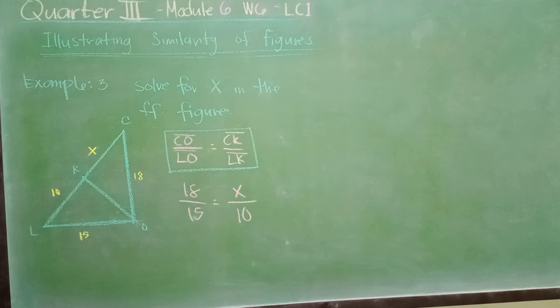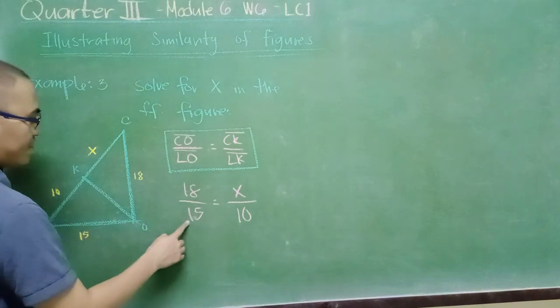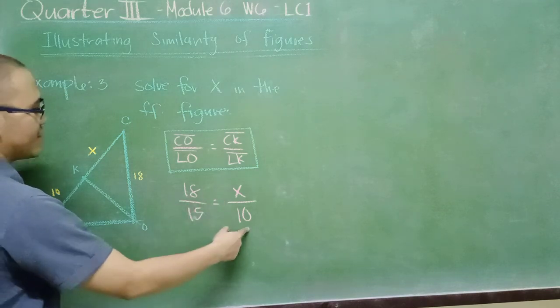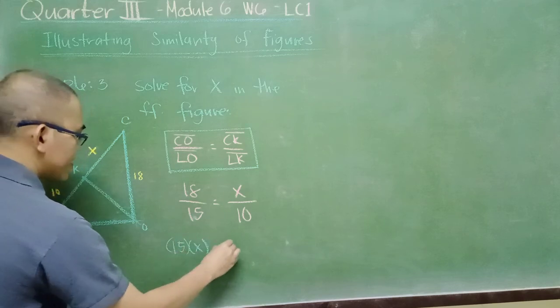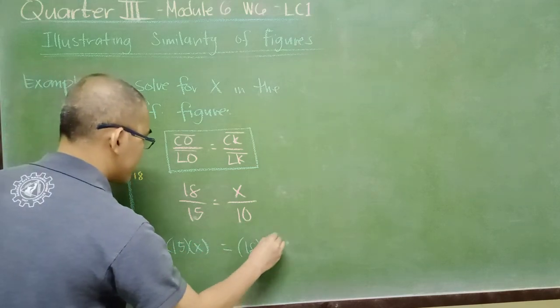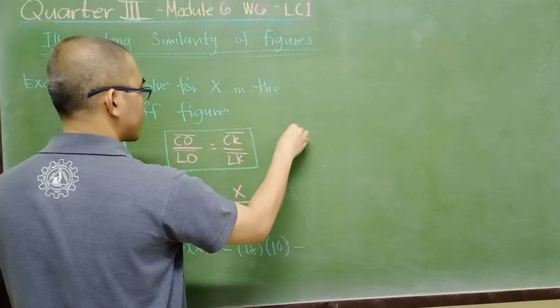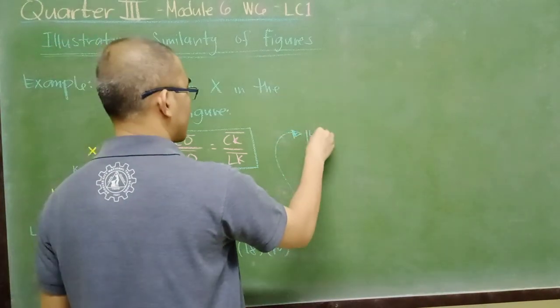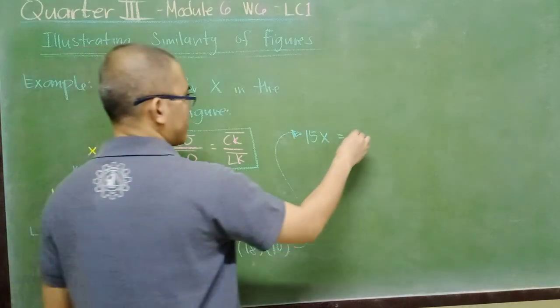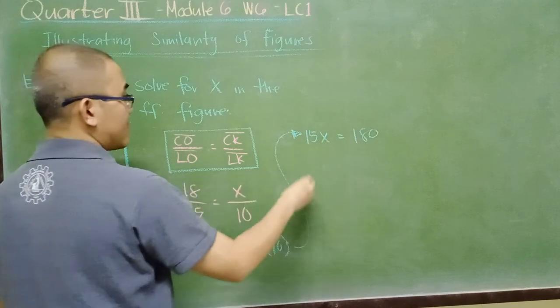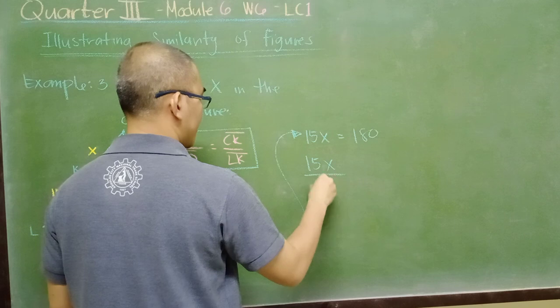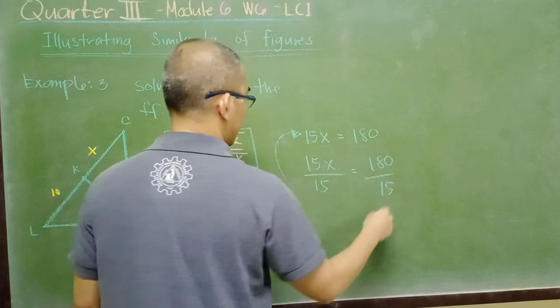Now, alam na natin yung gagawin natin dyan, which is mag-cross multiply. So, yung 15 multiply natin sa x, yung 18 multiply natin sa 10. So, 15 times x, that will give us 15 times x, and then 18 times 10. Now, simplifying this, 15 times x, that is 15x. 18 times 10, that is 180. Now, para makuha yung value ng x, i-divide natin both sides by 15. So, this is 15x over 15. And then 180 over 15.